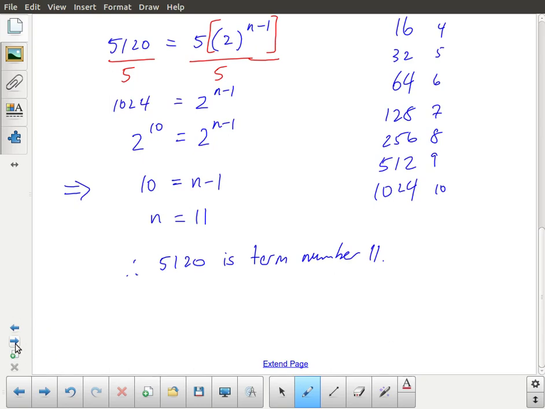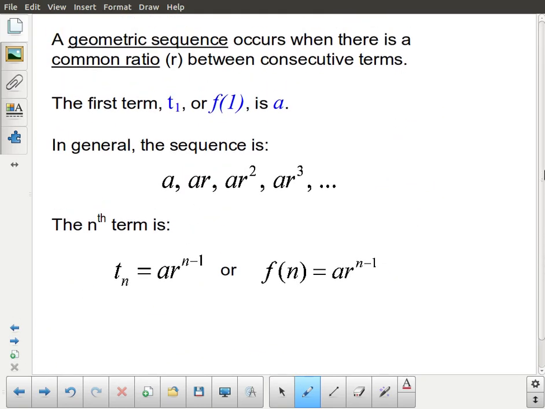Okay. So what does that look like in general? This is a very similar treatment to what we did with arithmetic sequences. The difference is instead of adding multiple steps, we're multiplying by multiple steps. Instead of calling those steps a common difference, now they are referred to as a common ratio.